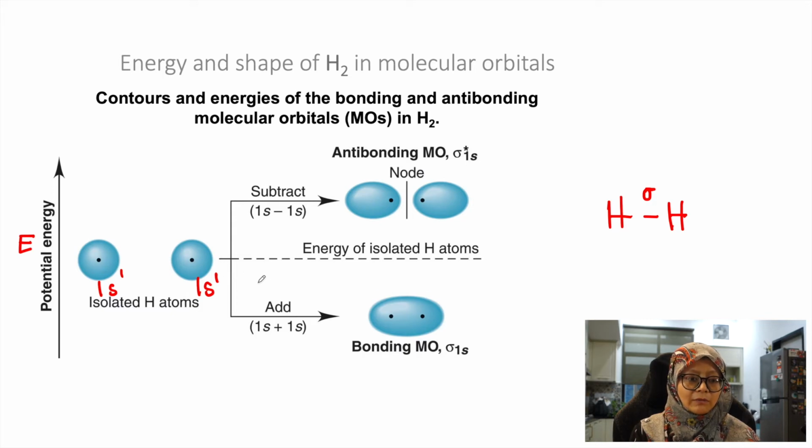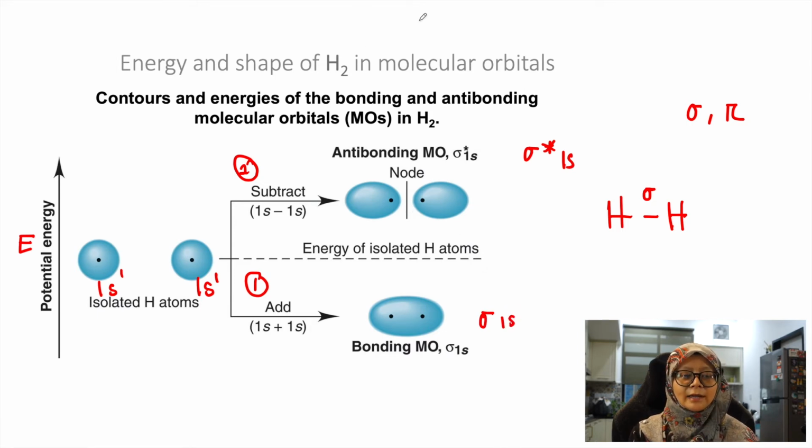This is the first one, when we add. For the second one, when we subtract each of these isolated hydrogen atoms, it will form an anti-bonding MO. In hydrogen, we only have the sigma level, while in general we have sigma and also pi. Because we are dealing with the 1s orbitals, it will form a sigma star 1s. Sigma star 1s, while this one is sigma 1s.